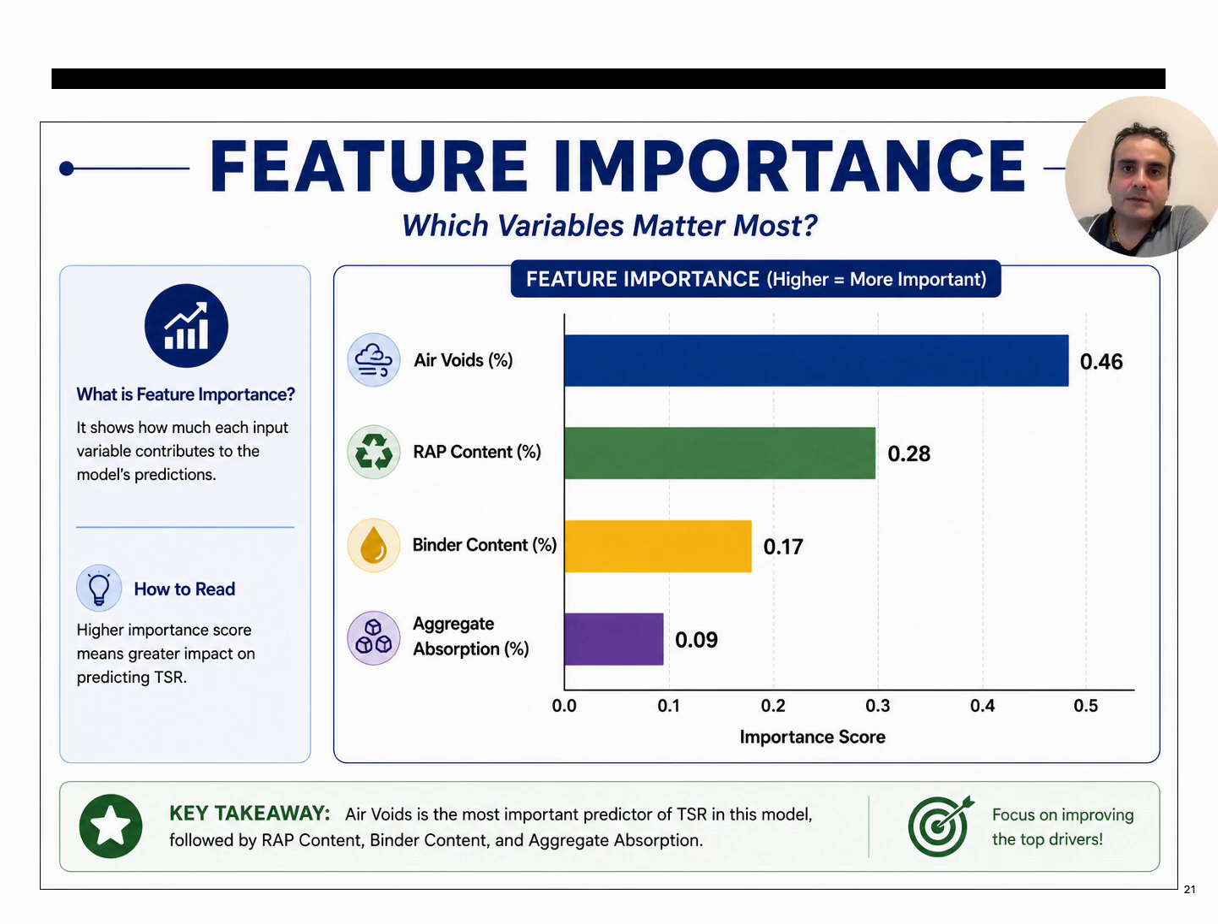One major advantage of decision trees is their ability to identify important variables. The bar chart ranks features according to their contribution to the model. In this example, air voids appears to be the most influential predictor, followed by web content and binder content. Feature importance helps engineers understand which variables have the greatest impact on performance and can guide future experimental design and data collection efforts.